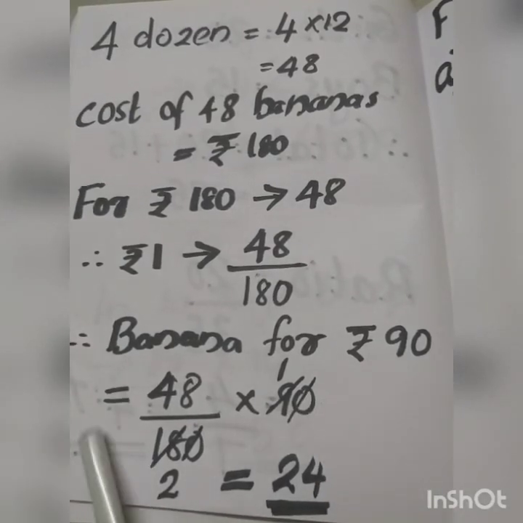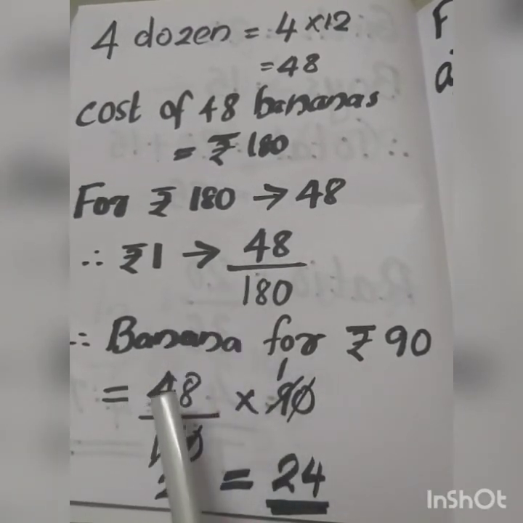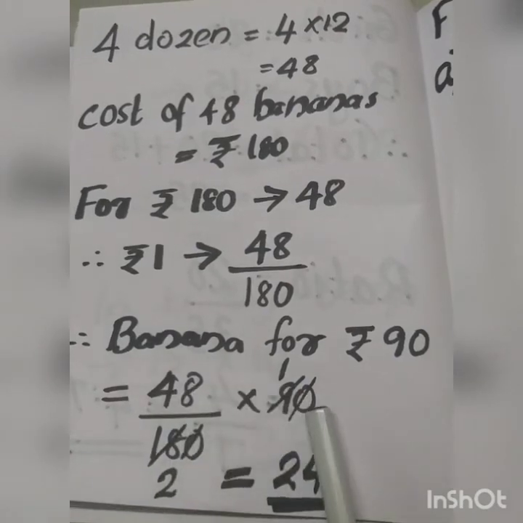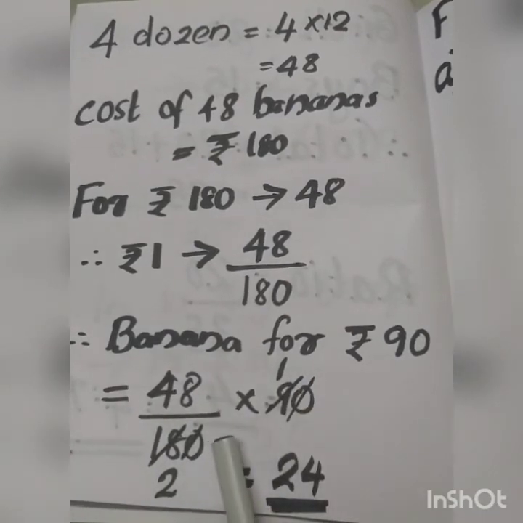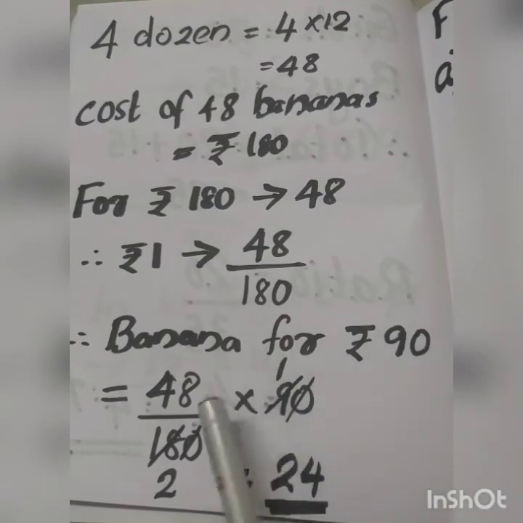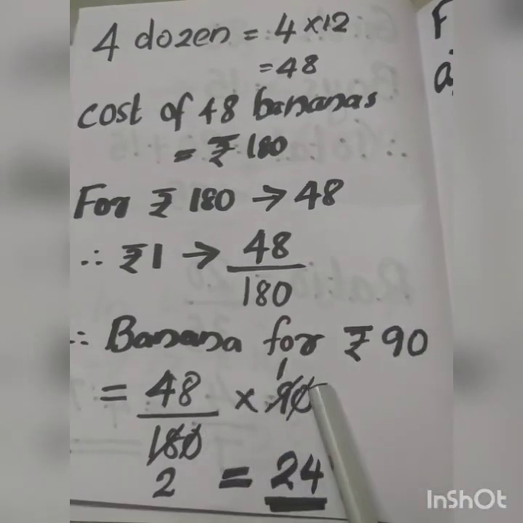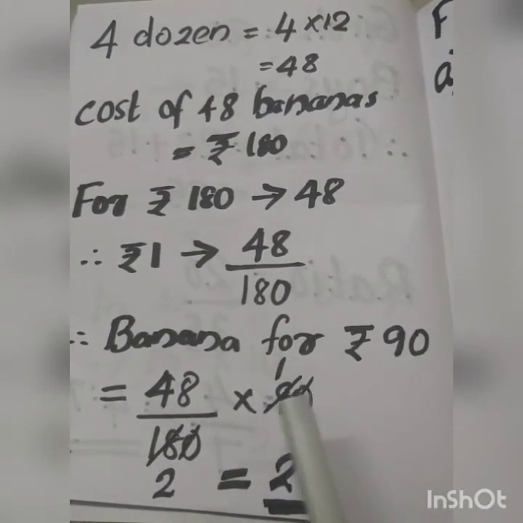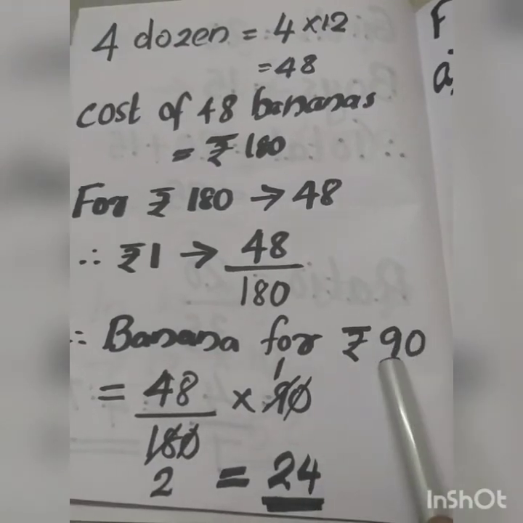If you don't know this type of calculation, directly multiply 48 into 90, then divide the answer by 180. Those who don't know cancelling down the common factors can go for direct multiplication and division. Others who know the cancellation can do it that way. So your last answer is you will get 24 bananas for rupees 90.